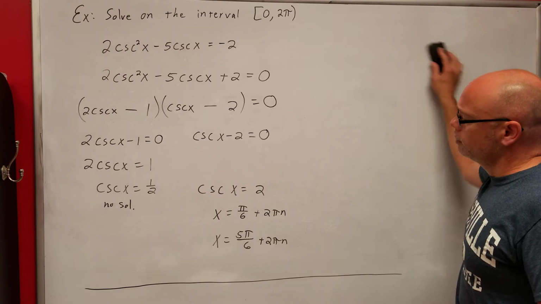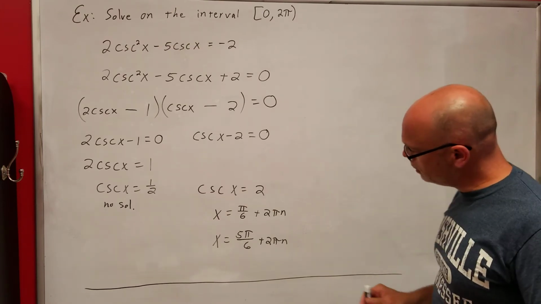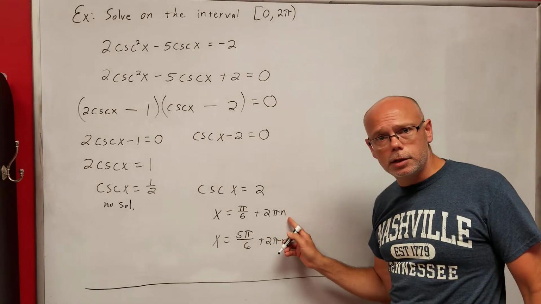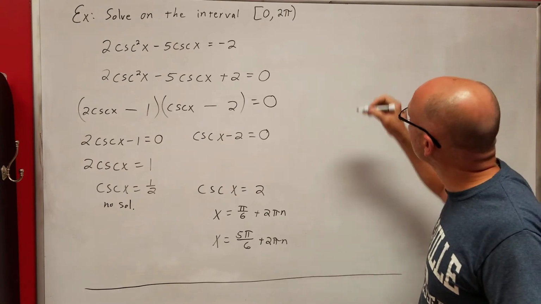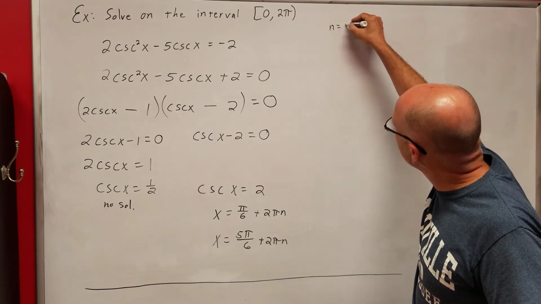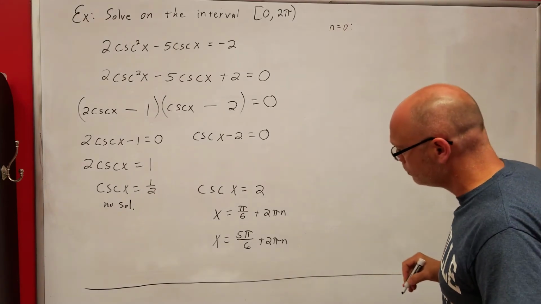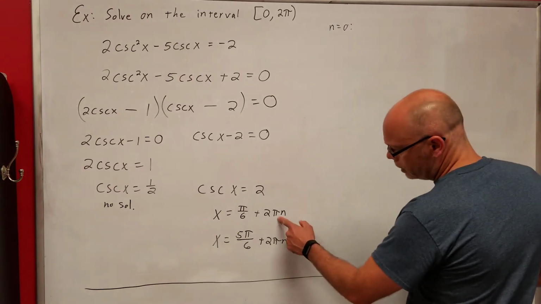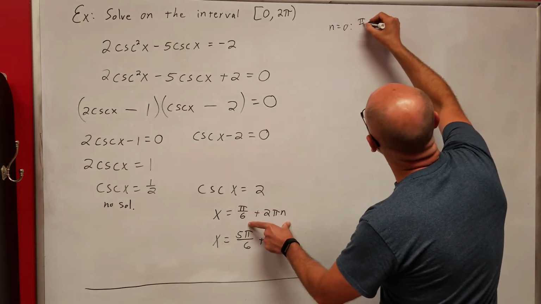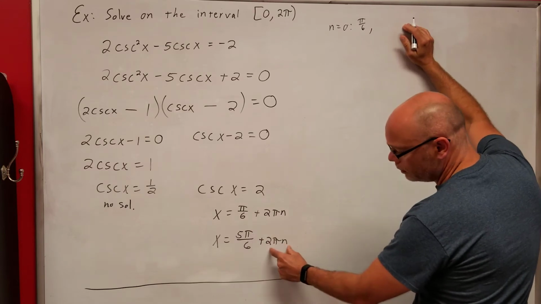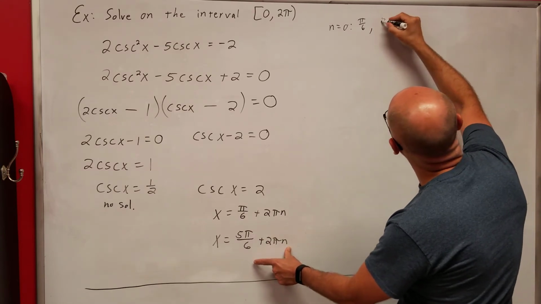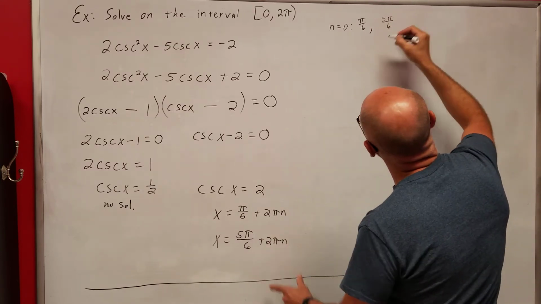All right, let's see. Now I need to consider my n values, where n is an integer like 0, 1, 2, and so forth, okay? Let's look at when n is equal to 0. What do I have here? If n is 0, I have pi over 6 as a solution. And if n is 0 here, I have 5 pi over 6 as a solution.